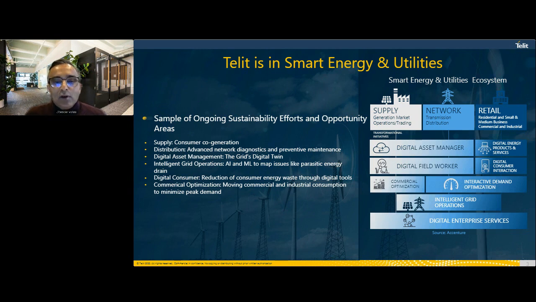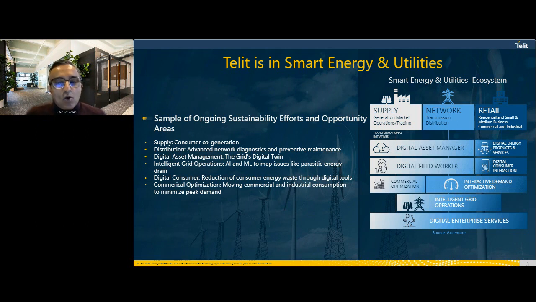So I did not want to list too many examples of projects in this introductory section, mainly because we will be getting into a deeper dive on that during the interactive panel discussion. But let me just briefly talk about one bullet. The second one, distribution hub, network diagnostics and preventive maintenance.